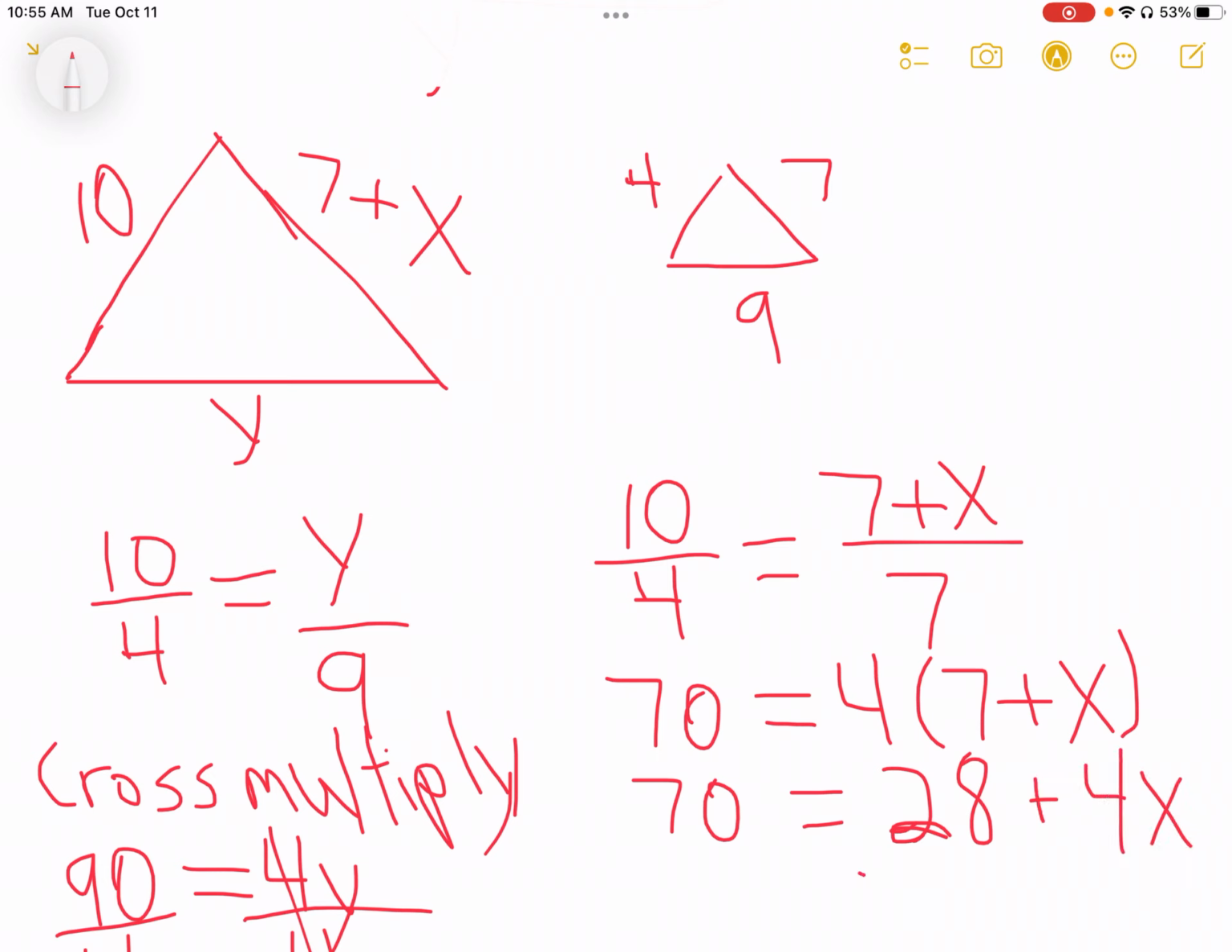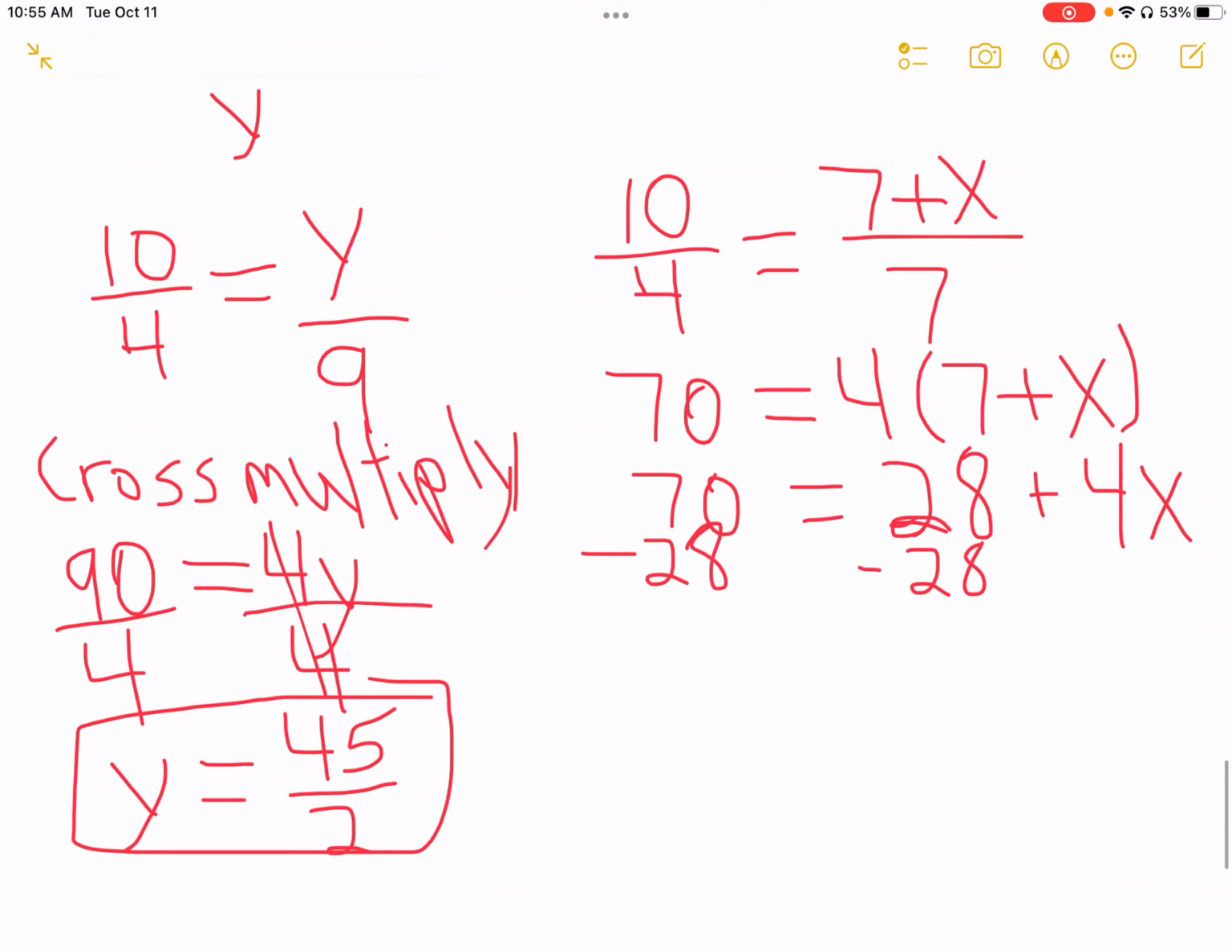Now we can subtract 28 from this side because we want to isolate it. So 28 minus 28, and let's finish this. This becomes 0, right? That cancels. But if I want to subtract this, then I have 42 equals 4x.